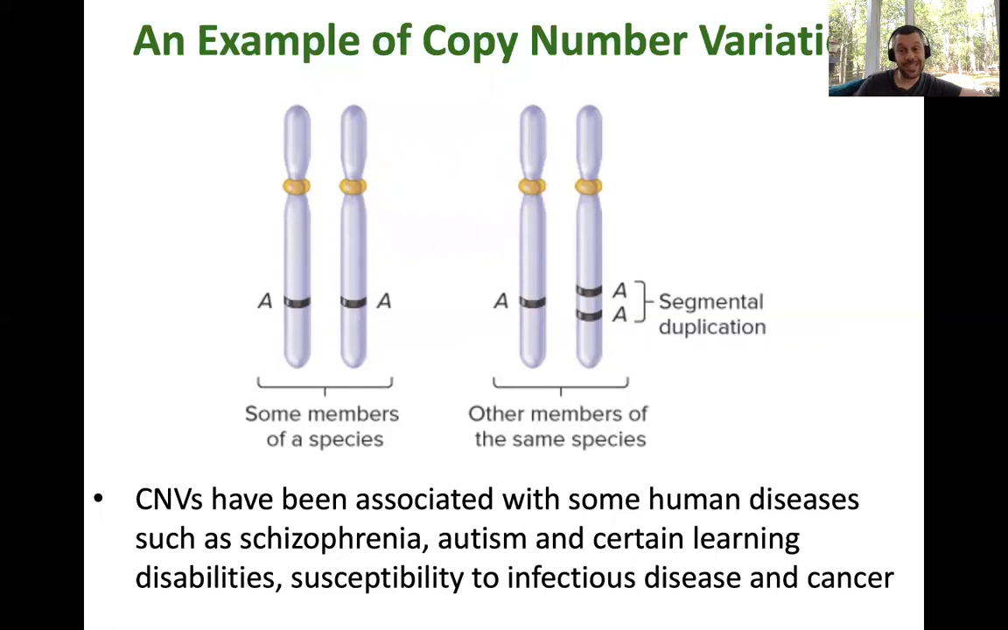So, as I said, there's lots of different diseases that have been associated with copy number variation. Some of them are listed here: schizophrenia, autism, learning disabilities, certain cancers and infectious diseases.